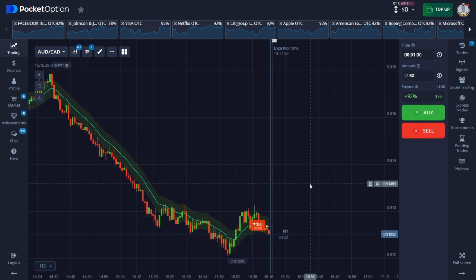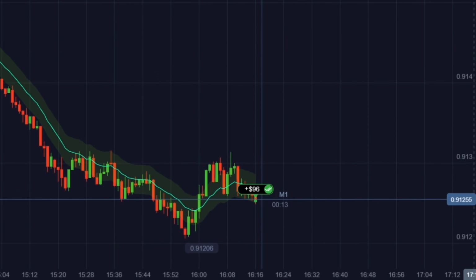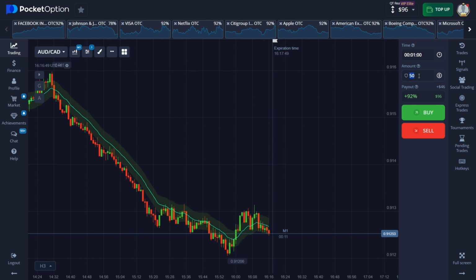Currently, the trade is going in our favor and we have only a few seconds left. And we won the trade. Our balance has now increased to $96. Let's find a trade for $96.